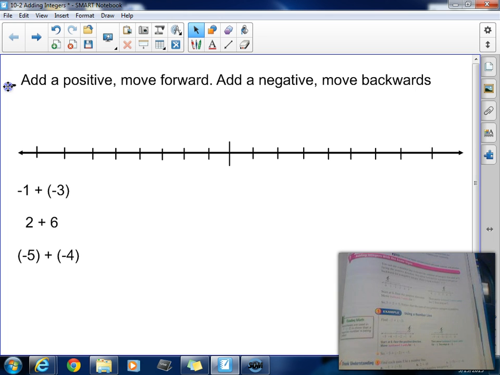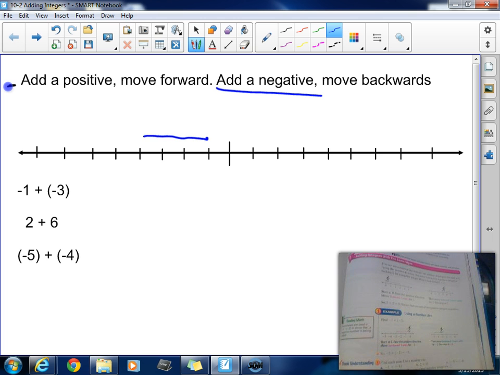All right, let's go ahead and practice some of these. First of all, let's practice -1 plus a -3. So we're adding a negative. I'm going to start at -1 here, and now I'm adding a negative. We're going to use that rule right there: add a negative, move backwards. So I'm moving backwards 3 places. 1, 2, 3. Moving backwards, the answer is -4. So the answer to the first one is -4.